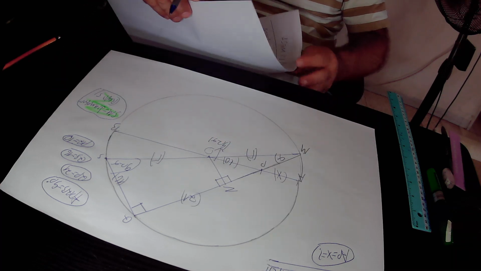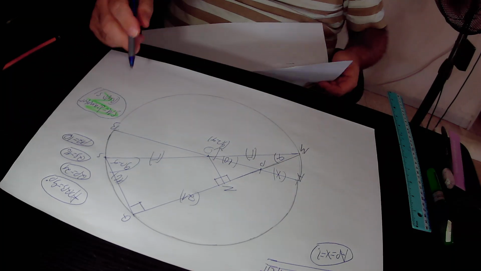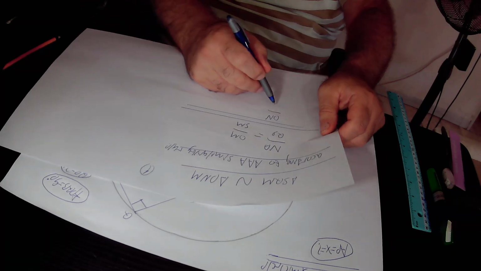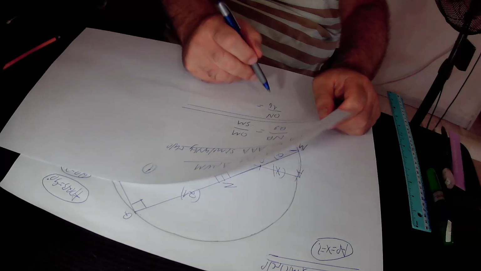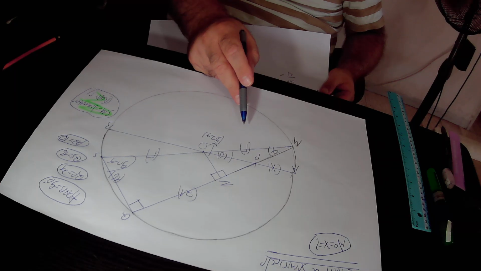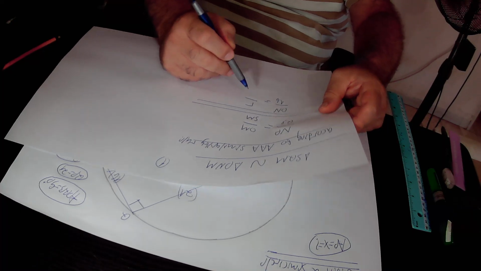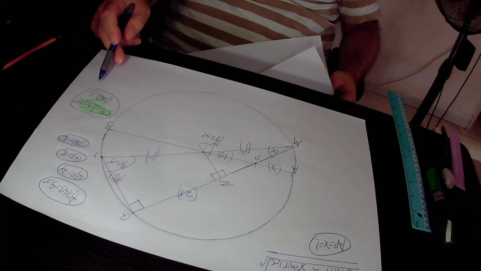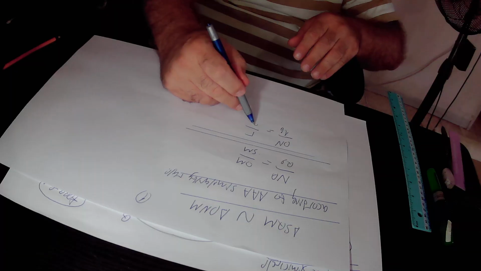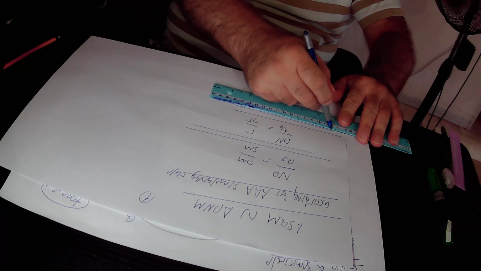ON is the missing side, so leave it as it is, over QS. QS equals 16 units, according to what is given in the question, and it is equal to OM. OM is the radius of this circle, equal to R, according to our definition, over SM. SM is the diameter of this circle, that is equal to 2R. So in total, we found that ON over 16 equals R over 2R.